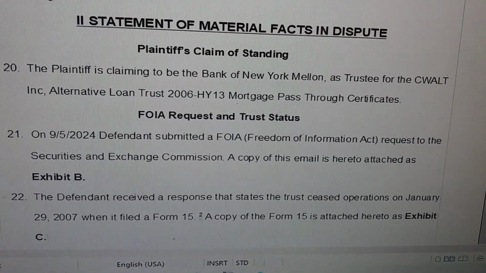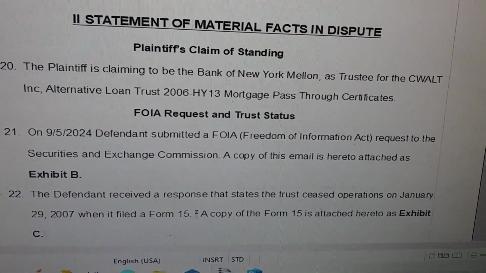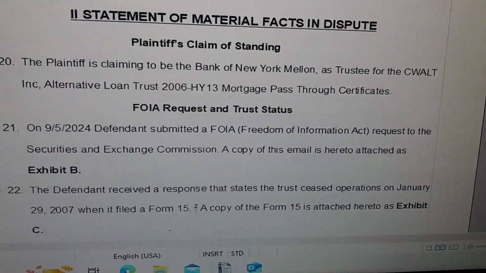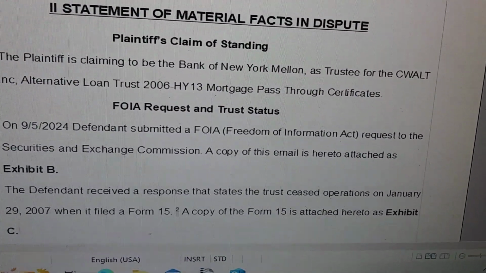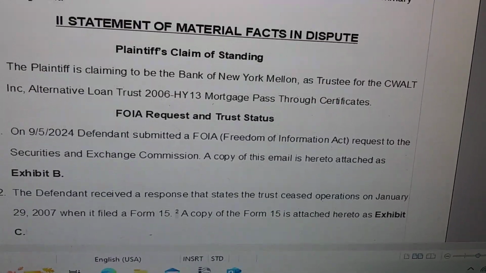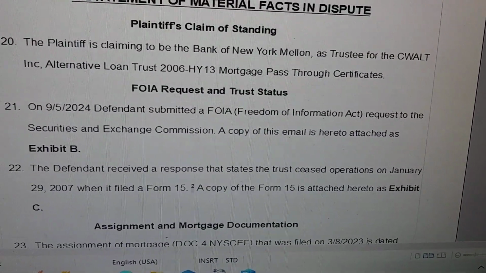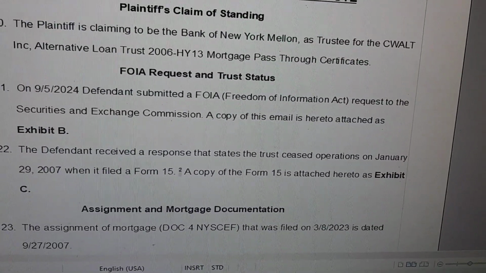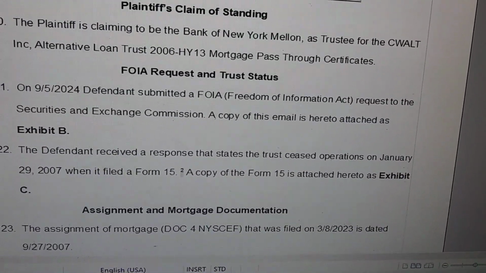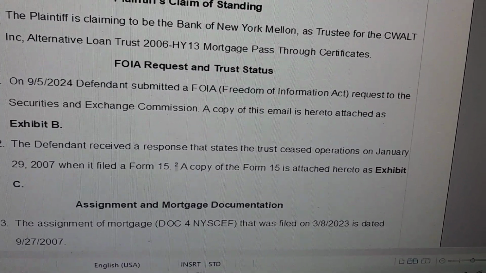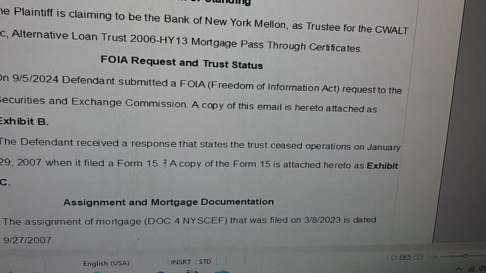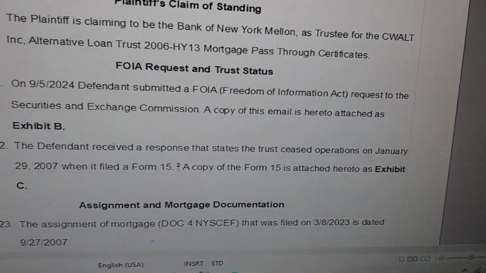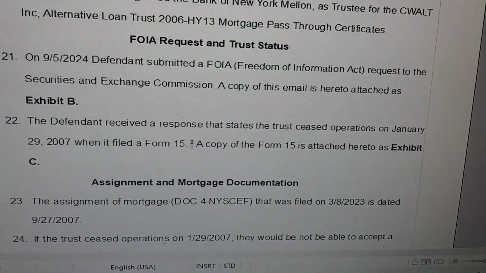On 9/5/2024, defendant submitted a FOIA, Freedom of Information Act, request to the Securities and Exchange Commission. A copy of this email is attached hereto as Exhibit B. The defendant received a response that states the trust ceased operations on January 29, 2007, when it filed a Form 15. A copy of the Form 15 is attached hereto as Exhibit C.